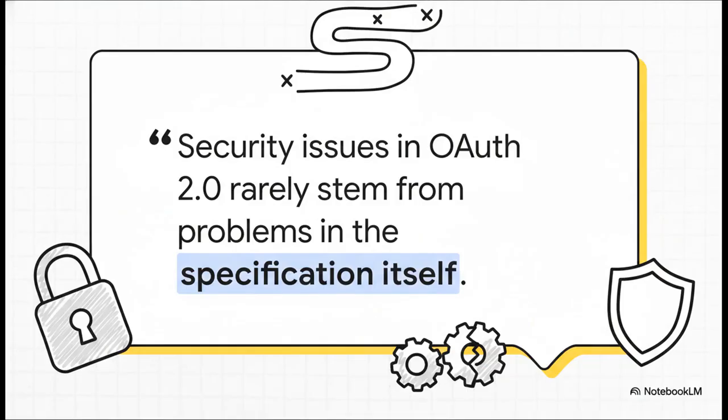And this quote right here really hits the nail on the head. The OAuth 2.0 framework itself is solid, but its greatest strength, its amazing flexibility, is also a double-edged sword. The vulnerabilities almost always sneak in through the little details, the choices that we as developers make during implementation.